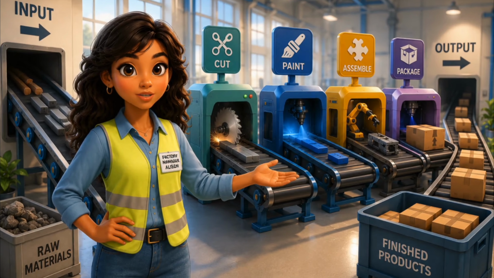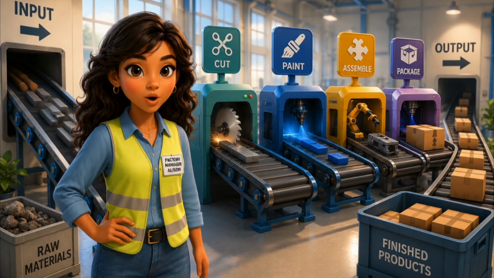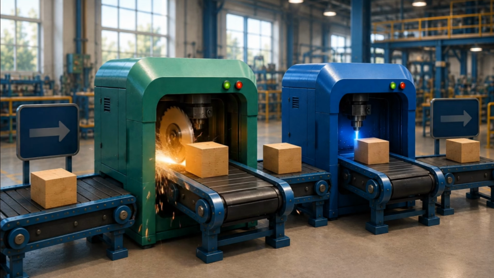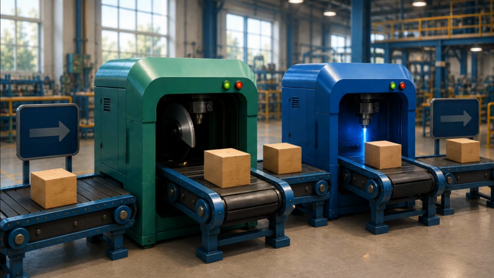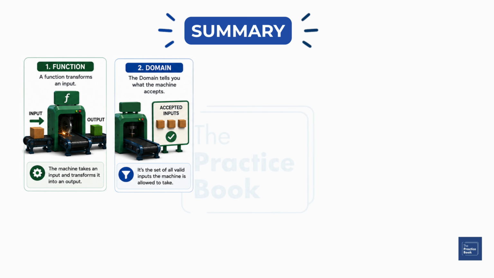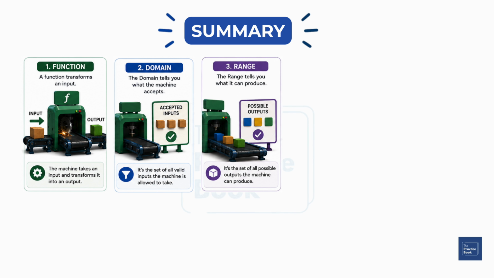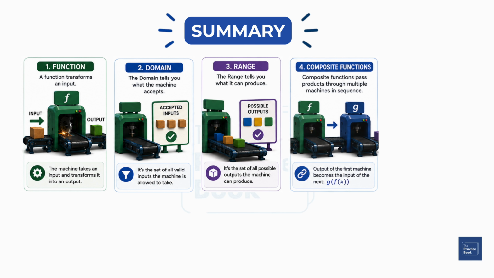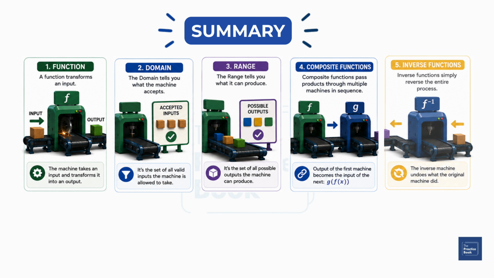Once you start thinking of functions as machines on a factory production line, every part of this topic becomes much easier to understand. A function transforms an input. The domain tells you what the machine accepts. The range tells you what it can produce. Composite functions pass products through multiple machines in sequence, and inverse functions simply reverse the entire process.